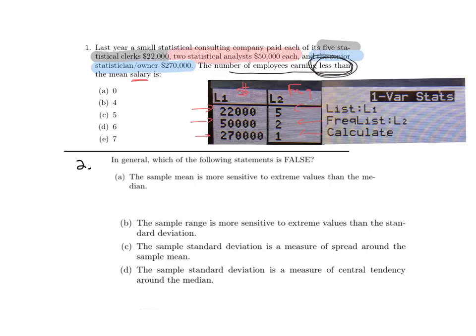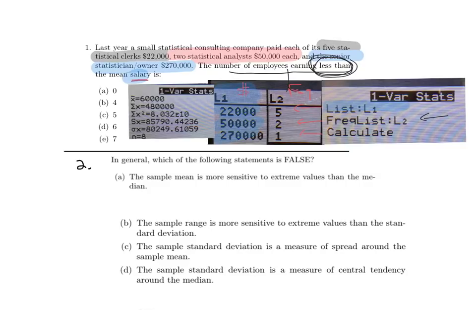make sure whichever list has the actual data, in this case they're dealing with salary, make sure that has to be the list next to list, and then here my frequencies are in list 2. So when I go about calculating the mean for this particular company, the average salary turns out to be $60,000.